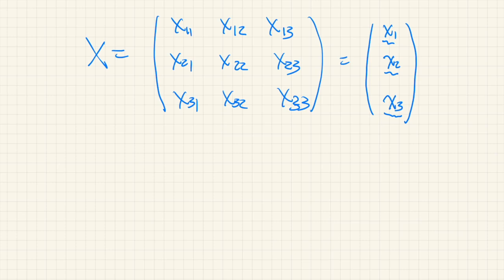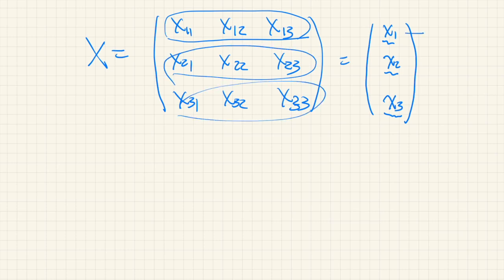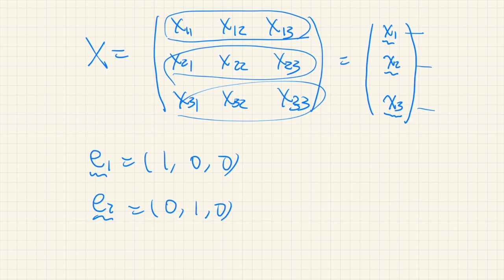Now let's consider this 3 by 3 matrix, and we again consider this matrix as a column vector of row vectors x1, x2, and x3. Now let's define three orthogonal basis vectors: e1 is (1, 0, 0), another vector e2 is (0, 1, 0), and another vector e3 is (0, 0, 1). Let's express x1, x2, and x3 in terms of these three vectors.